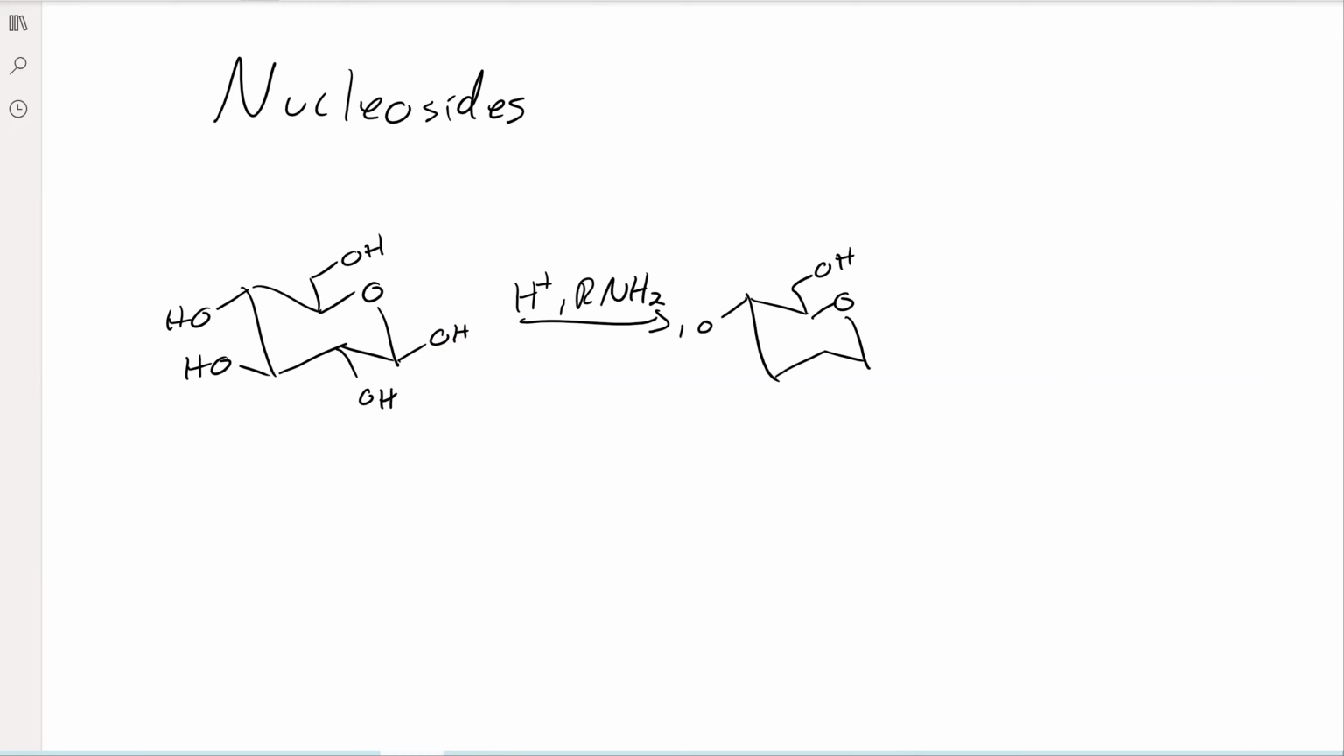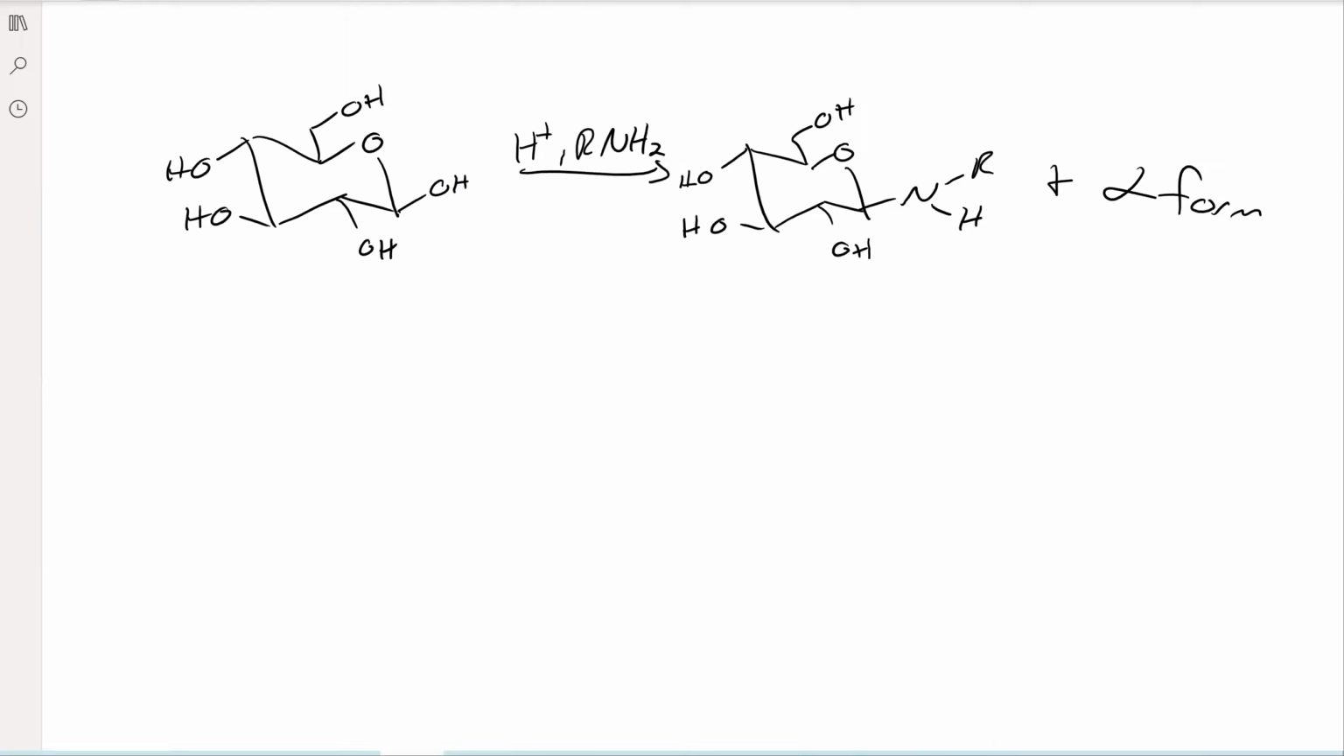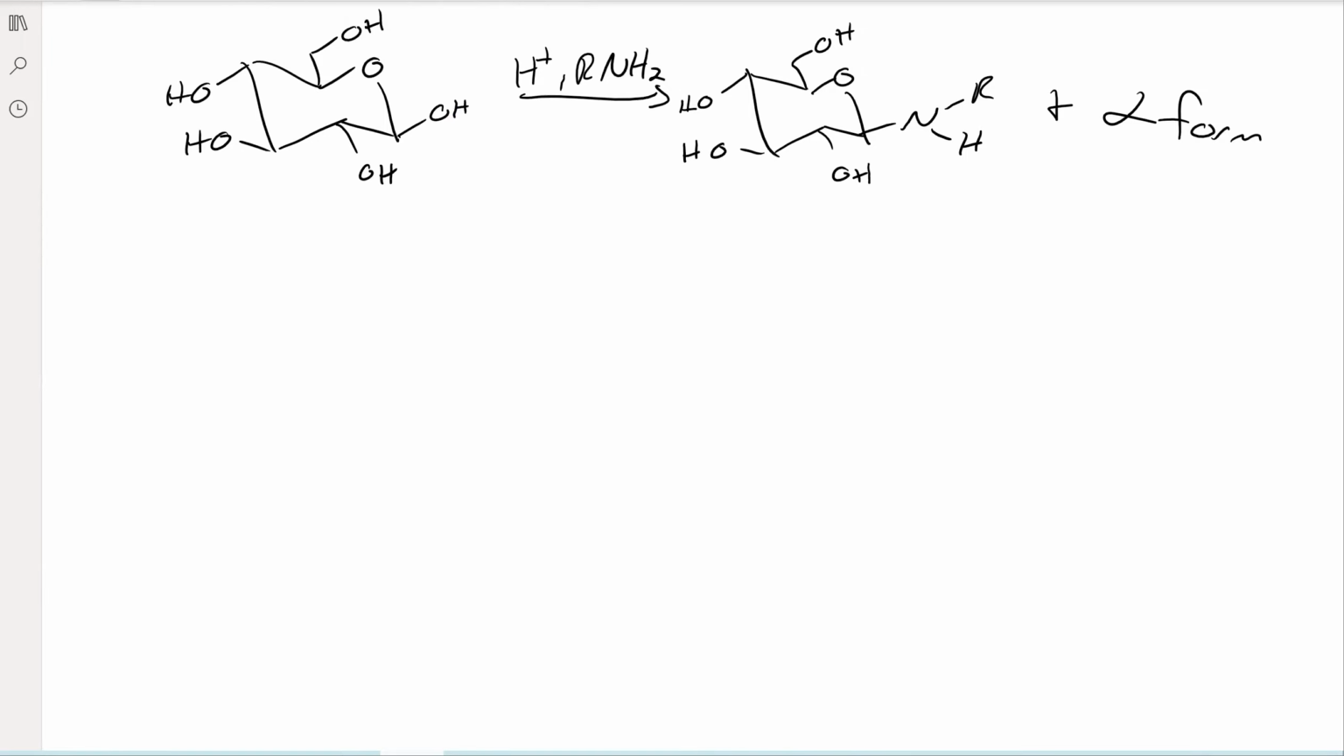And so we can then attach amine nucleophiles instead. Of course, you'll get both anomers. So I drew the beta, but obviously you get the alpha as well. Let's take a look at why that's useful.